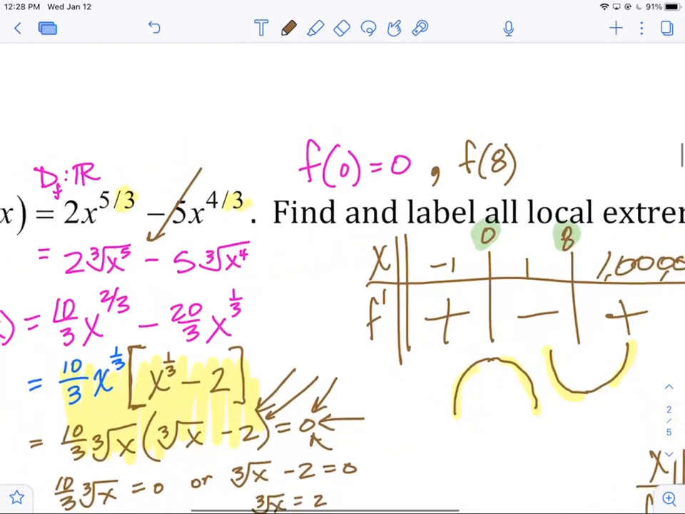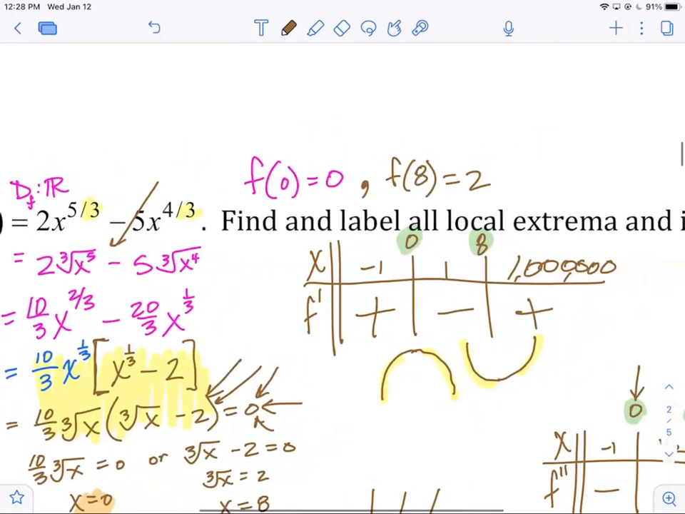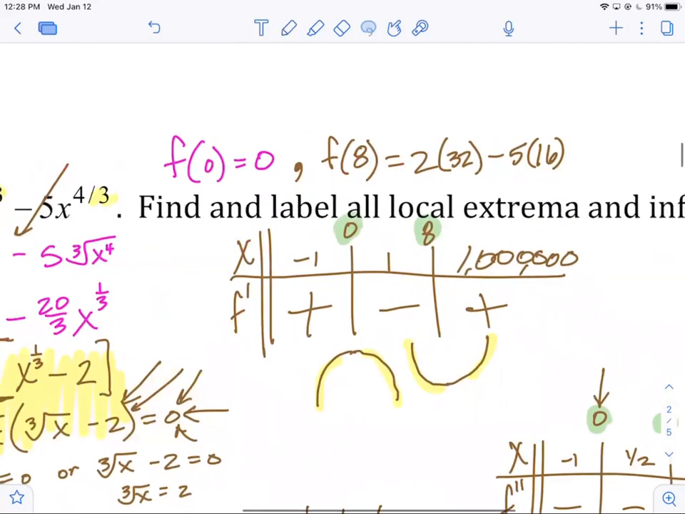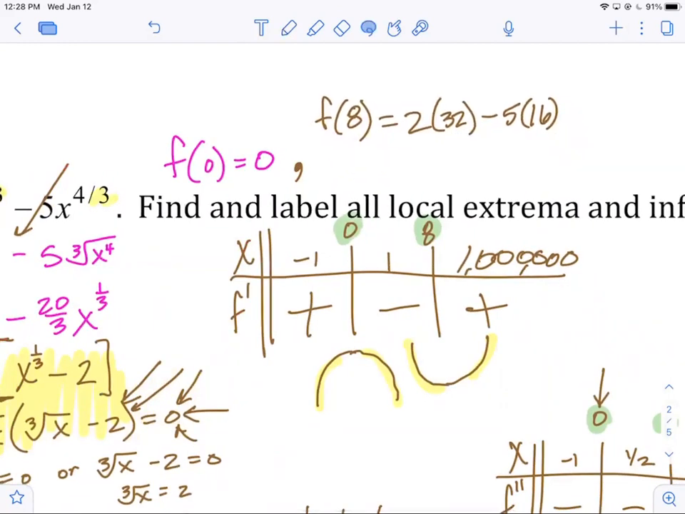Oof, okay. So when I plug it in, do I want to go 8 to the 5th first or go to the cube root of 8 first? Cube root of 8, which is 2. 2 to the 5th then is 32. Okay, boom. Minus 5 times the cube root of 8 again is 2. 2 to the 4th is 16. All right, now let's simplify. We get 64 minus 80, which is -16.